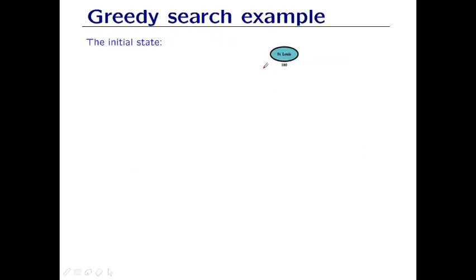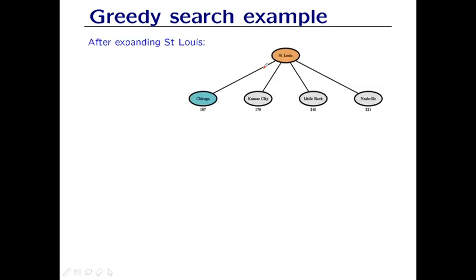So this is an example. This is your initial state, that is St. Louis. First you are going to expand St. Louis. Here you see 4 different locations: Chicago, Kansas City, Little Rock, and Nashville. In greedy search, you have to select the path with the smallest heuristic number, so you check all the heuristic numbers. Here it is 107, 176, 240, 221. Which node has the smallest heuristic number? That is Chicago, with 107. So you select it and go in depth with it.